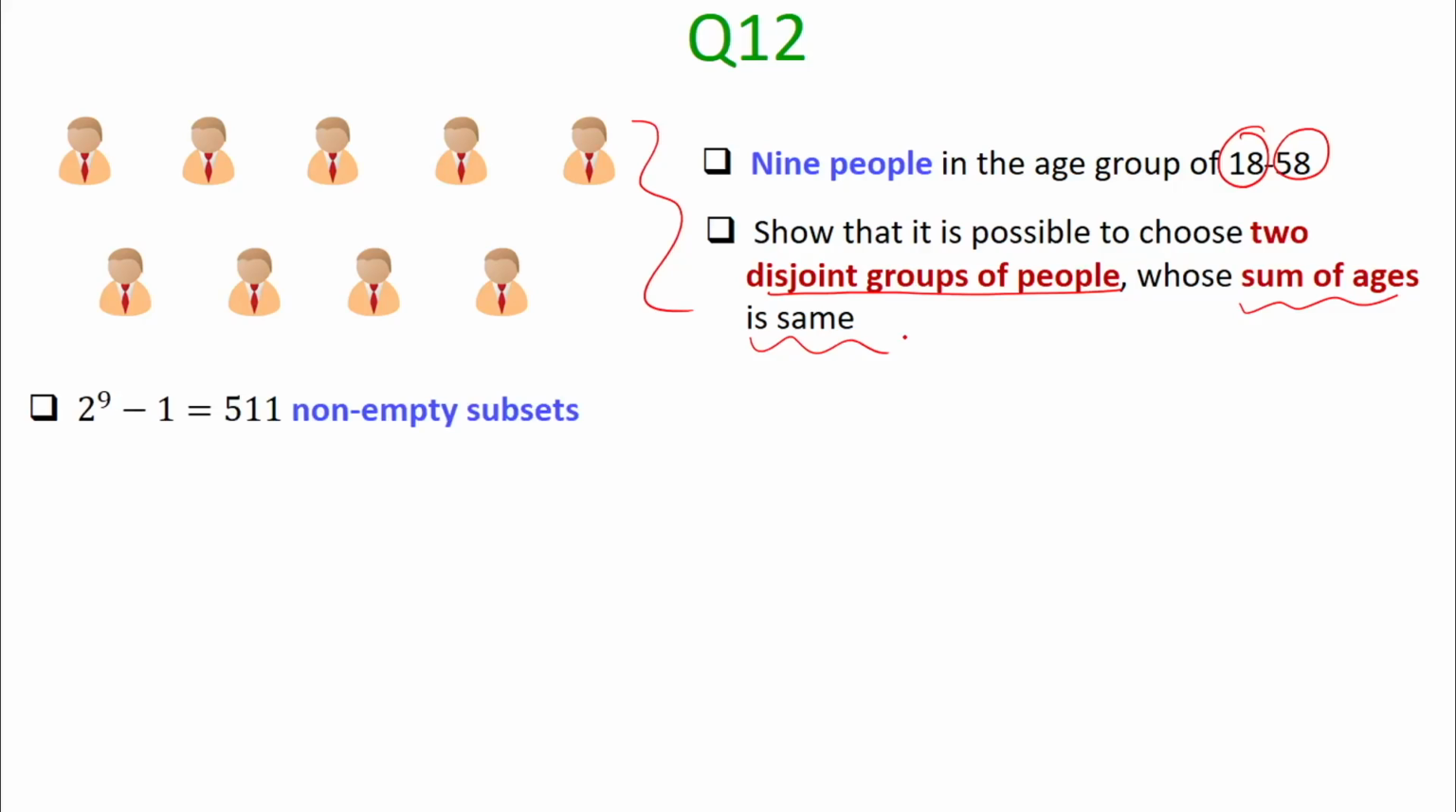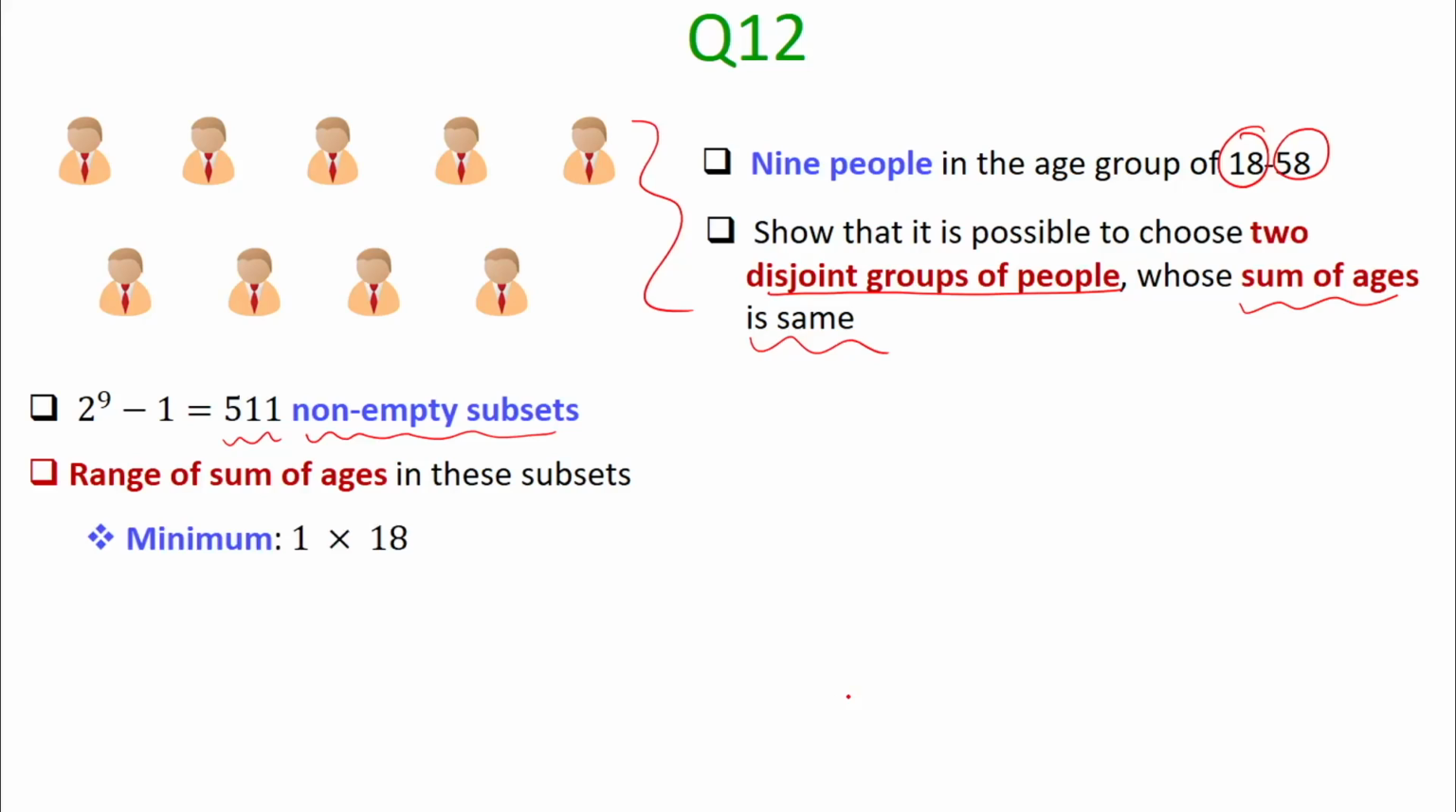Again, we will do this by the pigeonhole principle. So the first thing is, since we want to argue about a non-empty set of people, because when I want to consider the age of the people, there have to be people in the group. So I have to focus on non-empty subsets. So if I have 9 people, then the number of non-empty groups that I can form out of those 9 people, need not be disjoint, is 511. And now what I can say about the range of the sum of ages in these 511 subsets.